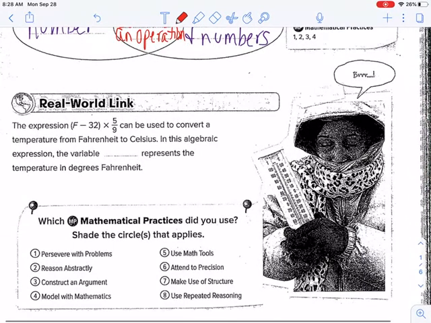So if you look at our real world link down here, this deals with taking temperature from Fahrenheit to Celsius. Here is our expression to do that. You'll notice F is for Fahrenheit.